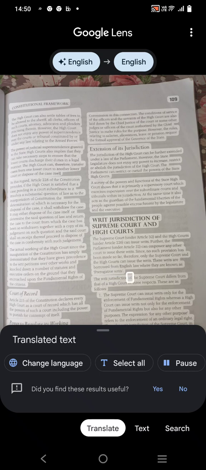The writ jurisdiction of the Supreme Court differs from that of a High Court in three respects. These are as follows. 1. The Supreme Court can issue writs only for the enforcement of fundamental rights, whereas a High Court can issue writs not only for the enforcement of fundamental rights but also for any other purposes. The expression "for any other purpose" refers to the enforcement of an ordinary legal right. Thus, the writ jurisdiction of the Supreme Court, in this respect, is narrower than that of High Court.